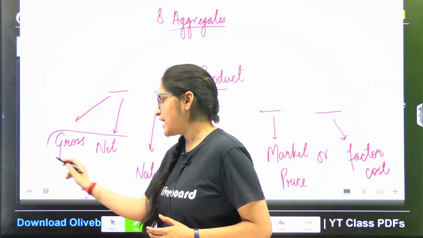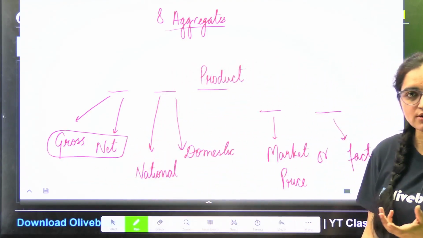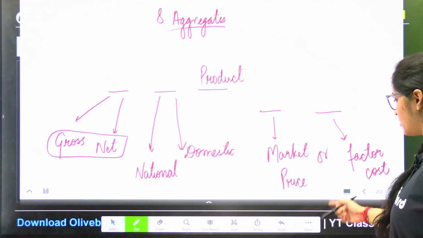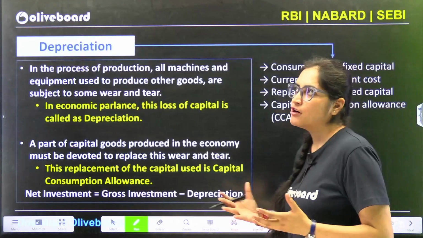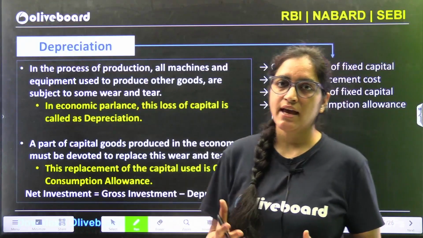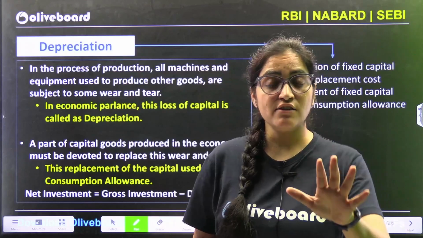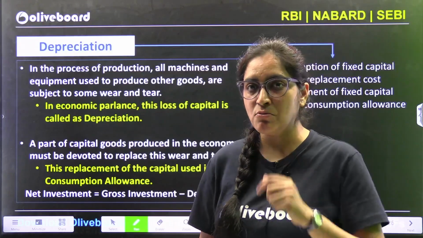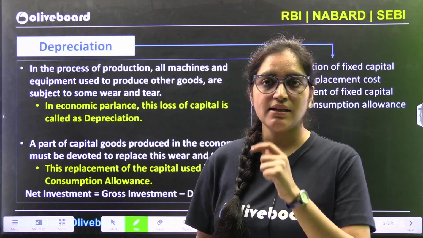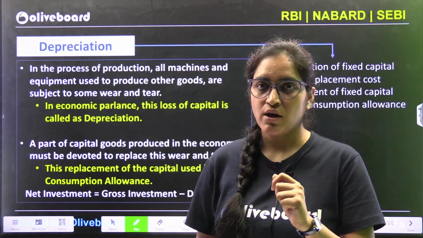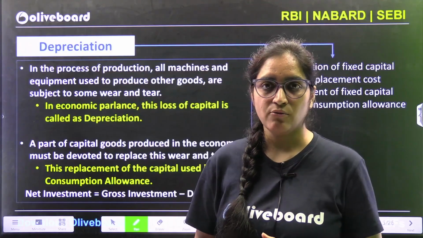Let's begin with gross and net. What is this gross? What is this net? Guys, I hope you all have heard about depreciation. Let's say I bought a car worth rupees 5 lakhs. Now, after 5 years of using that car, I ask you to buy it. And I say I am going to sell to you in roughly 5 lakh only. Will you be buying it?